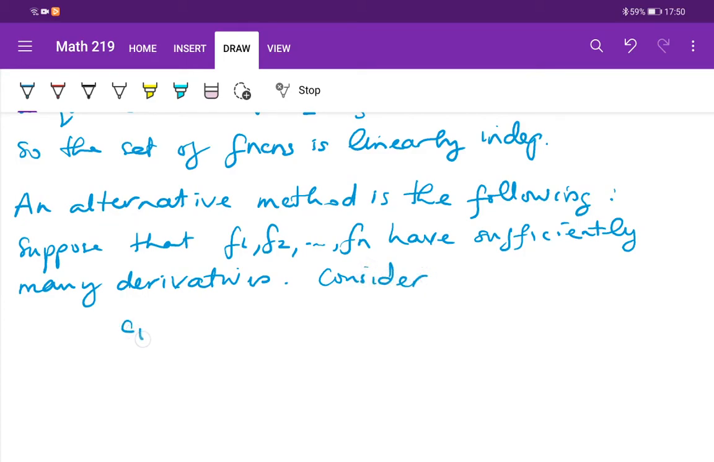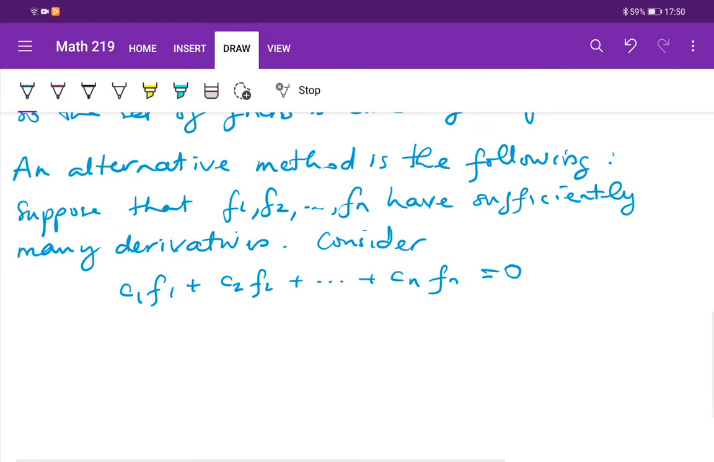So what are we trying to do? We want to say that if C1 f1 plus C2 f2 plus up to Cn fn is equal to 0 for every t, then C1 up to Cn is equal to 0, and that's the definition of being linearly independent. So we're interested in whether this is linearly independent or not. And if you can find a set of numbers C1 up to Cn, not all 0, such that this is identically 0, then we say that these are linearly dependent.